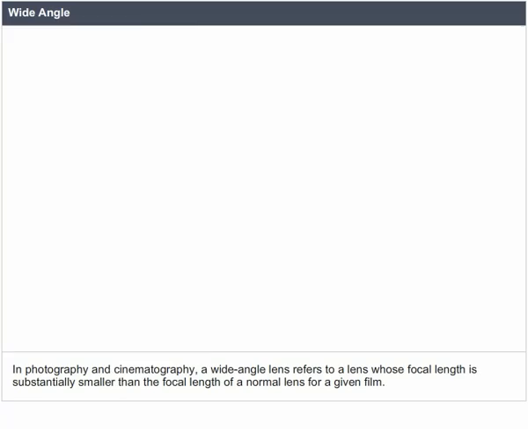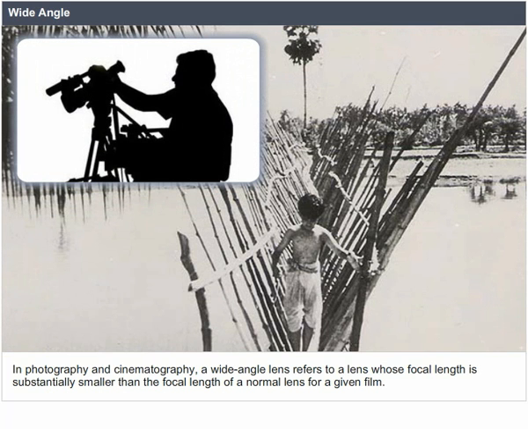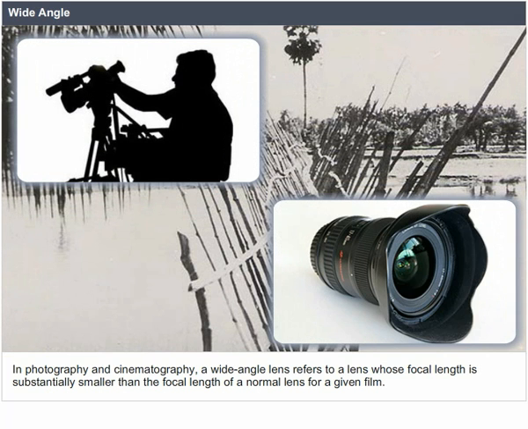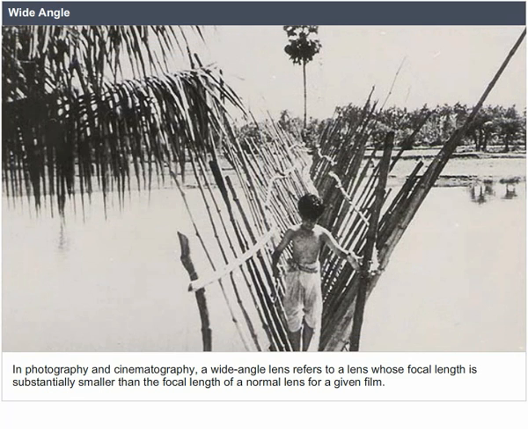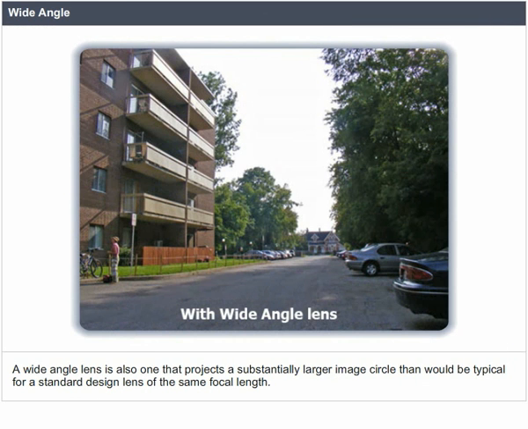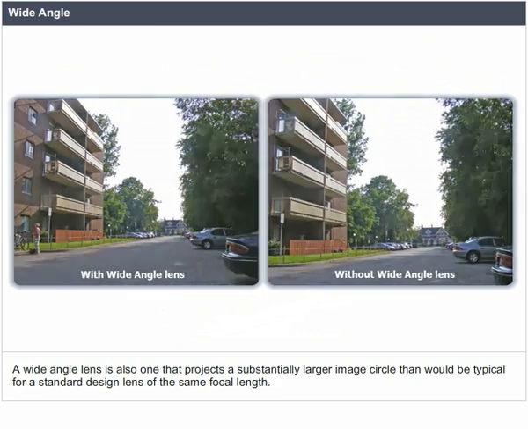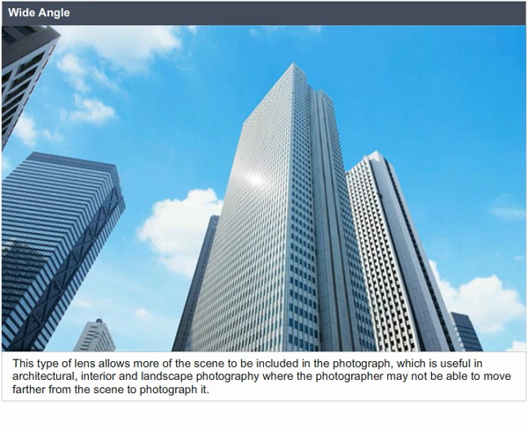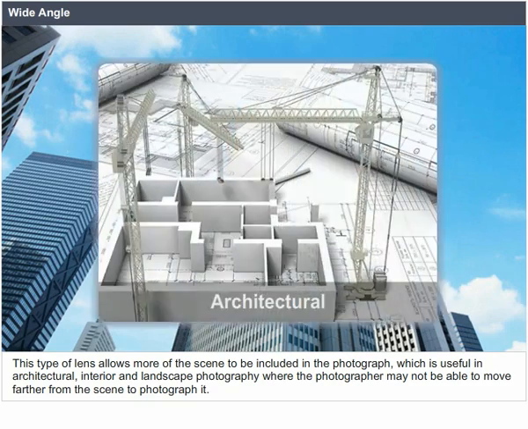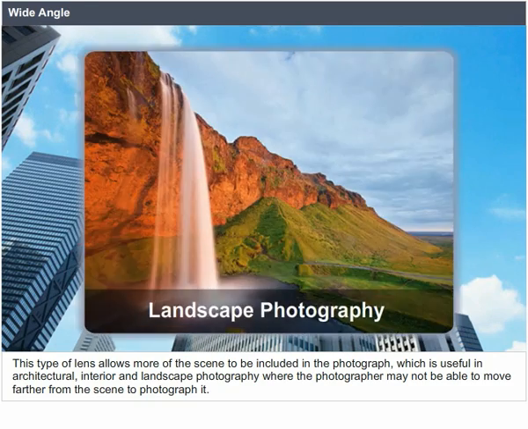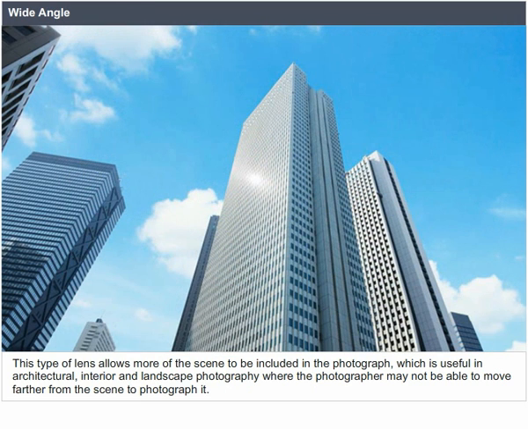Wide angle. In photography and cinematography, a wide-angle lens refers to a lens whose focal length is substantially smaller than the focal length of a normal lens based on a given film. A wide-angle lens is also one that projects a substantially larger image circle than would be typical for a standard design lens of the same focal length. This type of lens allows more of the scene to be included in the photograph, which is useful in architectural, interior, and landscape photography, where the photographer may not be able to move farther from the scene to photograph it.